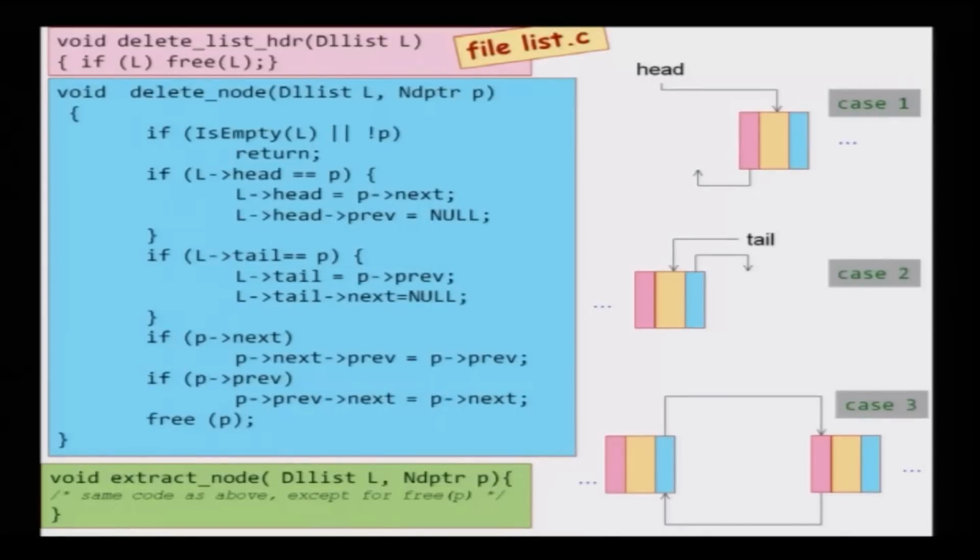and other operations can be done in a similar manner, and some of these operations will be asked in the exercise problem that you will be assigned. Similarly, you can think of an extract node. The code will be exactly identical to before, except at the end, instead of freeing P, you will return P. You do not free the P node, you will just return the P node. Okay.